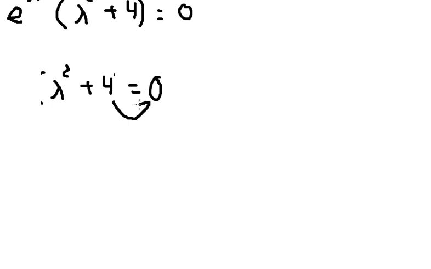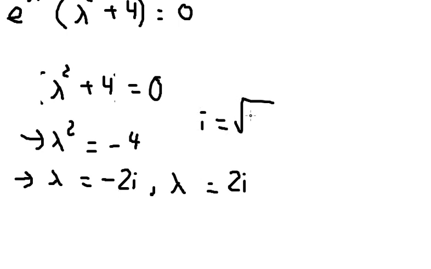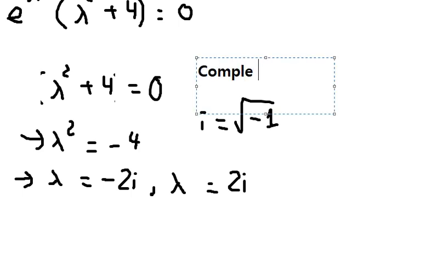So I will move number 4 to the right, and we have lambda squared equals negative number 4. Now we take the square root of both sides, and we have lambda equals negative 2i, and lambda equals positive 2i. The i in here is the square root of negative number 1. This is a complex number. So that's why we have it like this.